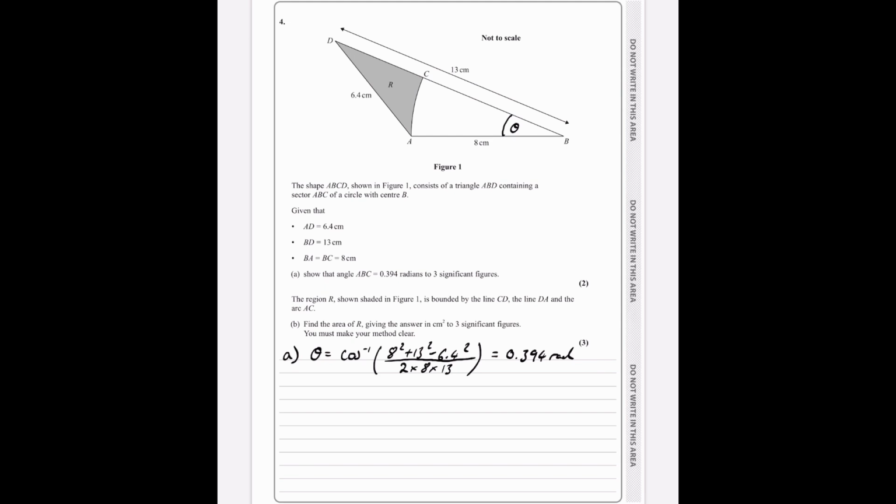And to find the shaded region R, we find the area of the triangle ABD and then subtract the area of the sector ABC. So for the triangle, I'm going to use half ab sine C, half times 8 times 13 times sine of 0.394. And I'm going to subtract theta over 2 r squared. That's 0.394 over 2 times 8 squared. And plugging all that in, we get an area of 7.36 centimeters squared for B.